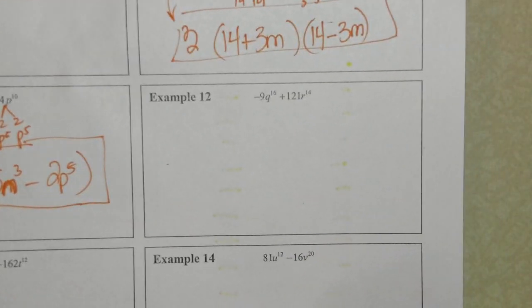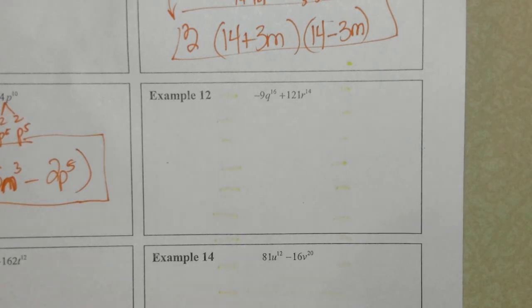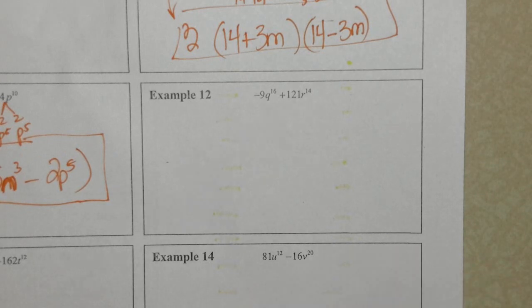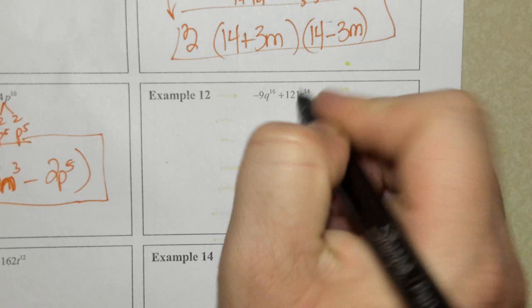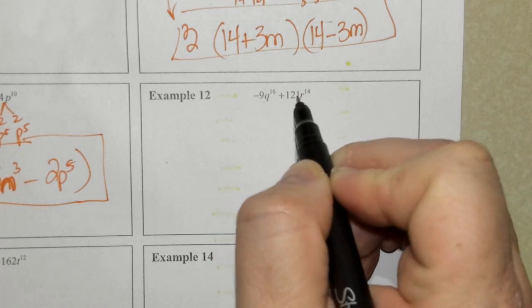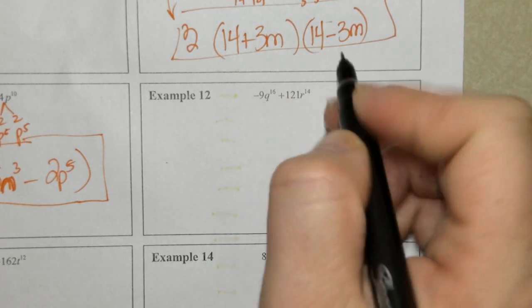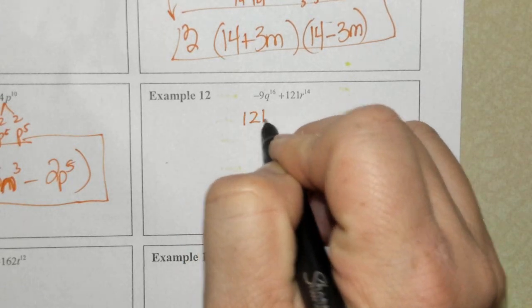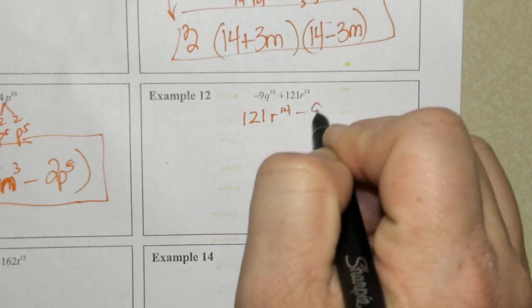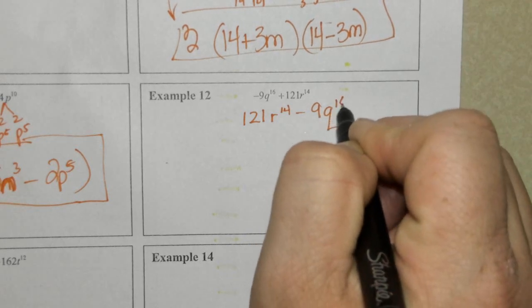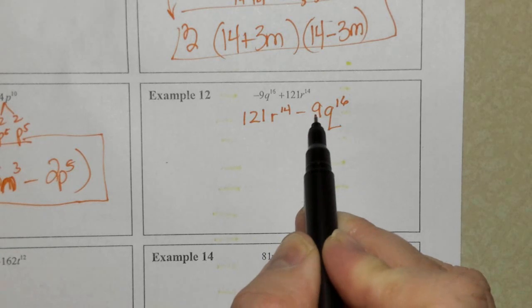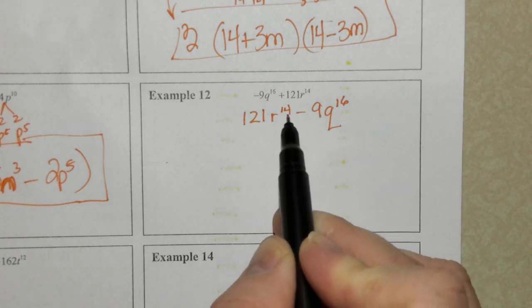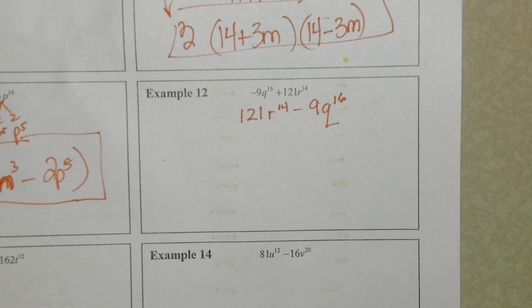Okay, let's go on right now to this problem. We are going to do something just a little bit different here. It will make a little more sense to you. Let's rewrite this. Does everybody see how the negative sign is attached to the 9 and the positive is with the 121? Let's just switch the order. Can everybody write down 121 r to the 14th subtract 9q to the 16th? 121 and 9 are both on the list of perfect squares, and 14 and 16 can be divided by 2 to get a whole number.